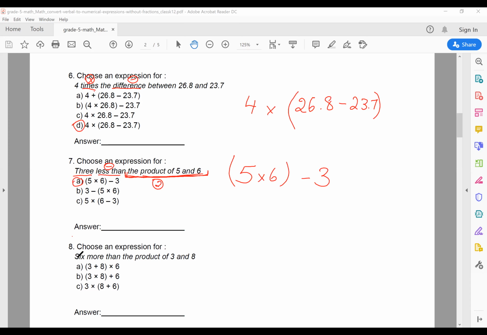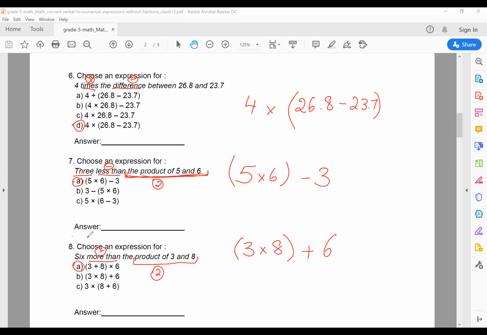Again, also in question 8, 6 more than the product of 3 and 8. More than as well is addition, and it means I need to switch the place or the order of the numbers. So this is our second part, which is the product of 3 and 8, which means 3 multiplied by 8 in parentheses. More than means plus 6. So it would be option A.